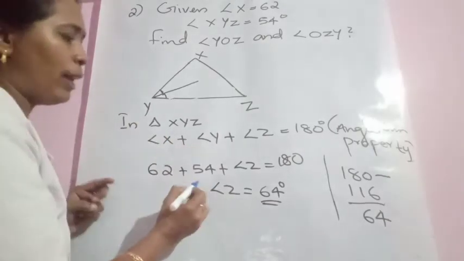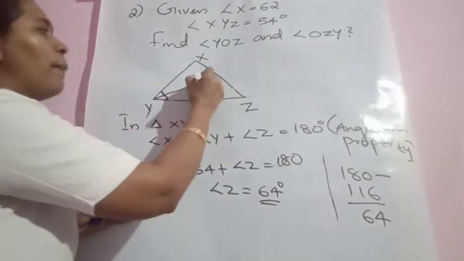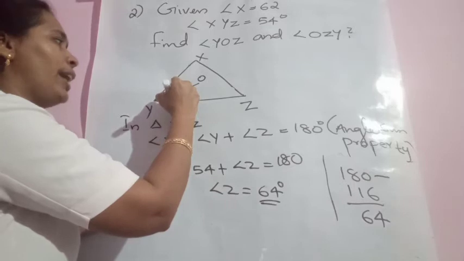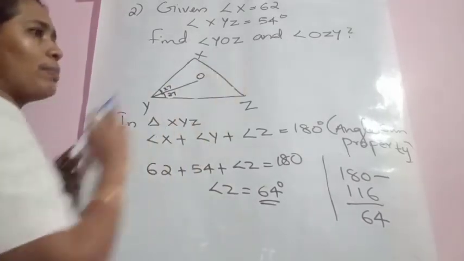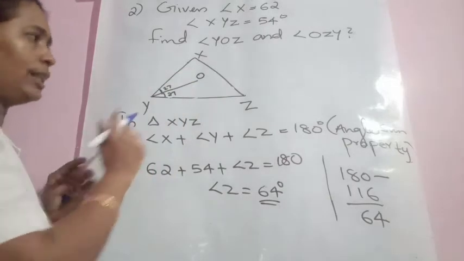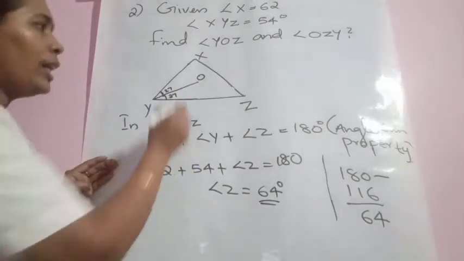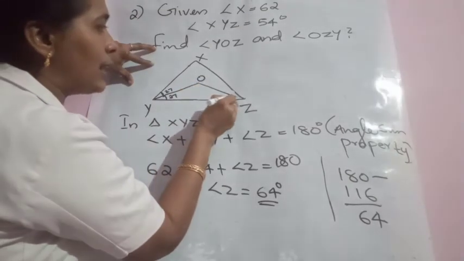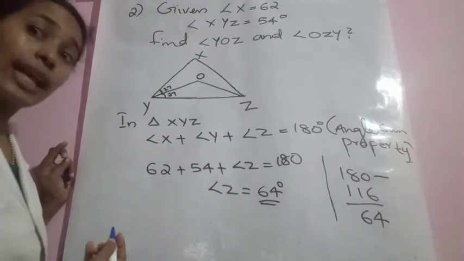Total angle Y is 54. So by drawing such a line, what happened to angle Y? Two angles become 27, 27. Total it was 54. By drawing the bisector, this 54 becomes 27, 27. Now similarly, in your textbook they told you to draw a bisector for Z also.